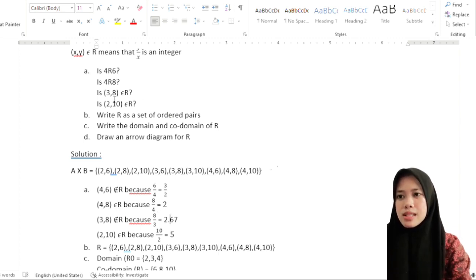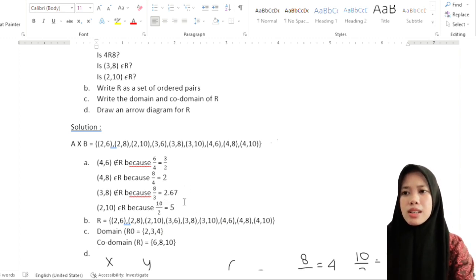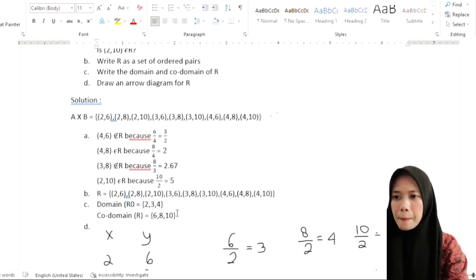Next, (3, 8) is an element of R? (3, 8) is not an element of R because 8 over 3 equals 2.67. 2.67 is not an integer because it has a decimal. Okay, so (3, 8) is not an element of R. And then (2, 10) is an element of R because 10 over 2 equals 5. 5 is an integer, so (2, 10) is an element of R.